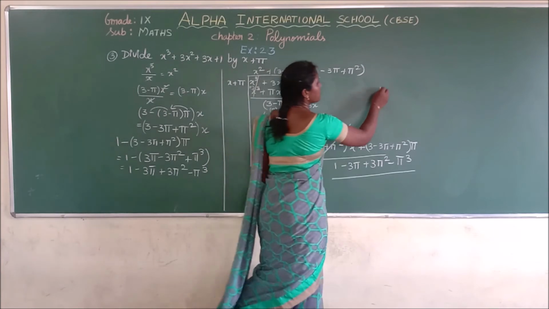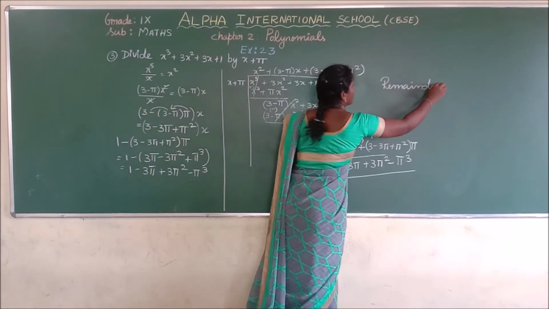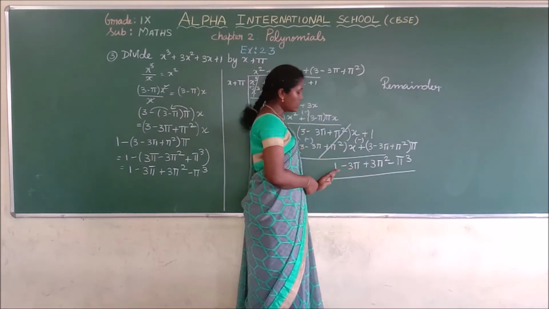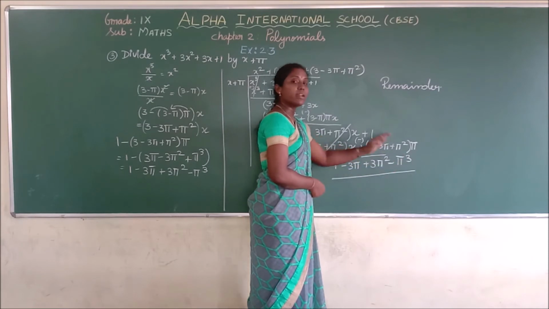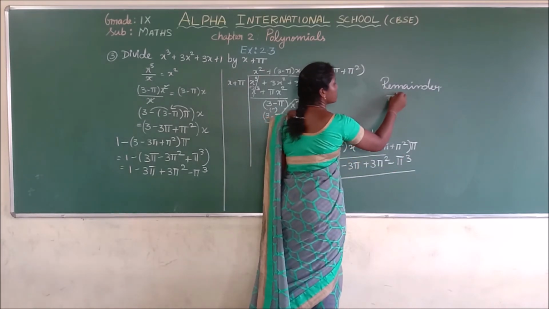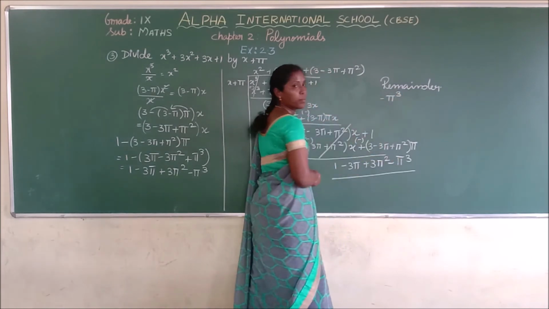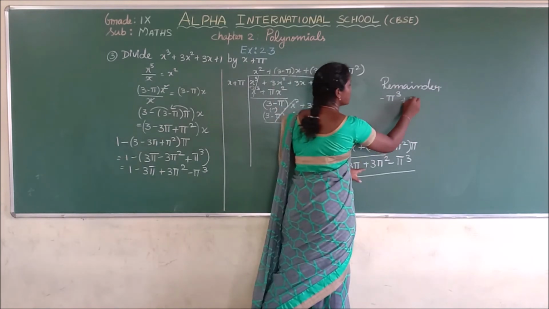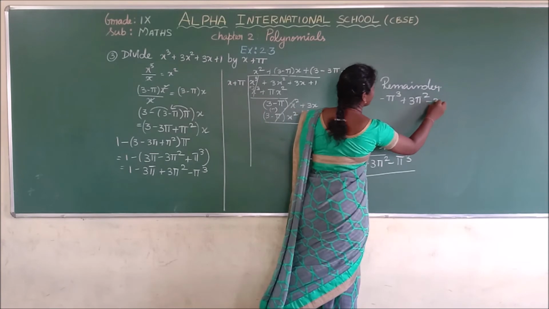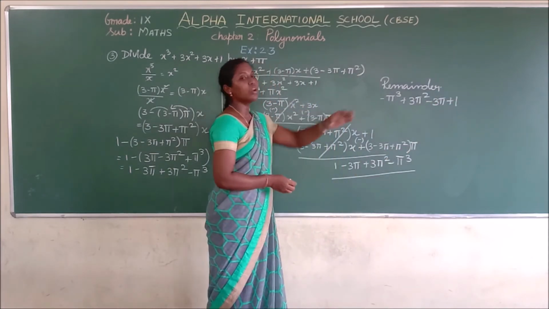By writing the remainder, see here the power is in ascending order. You can write the power in descending order. What is the highest power there? Cube. So −π³, next power is plus 3π² − 3π + 1. Just write it in the order.